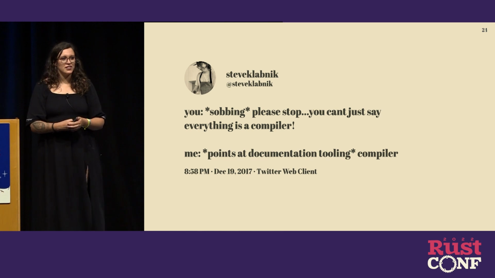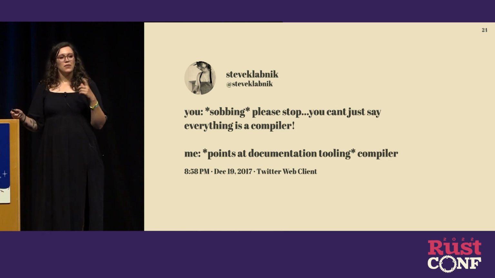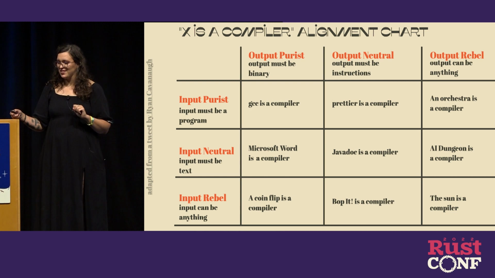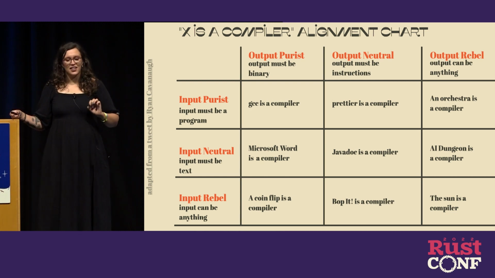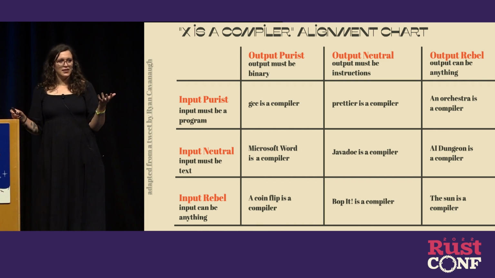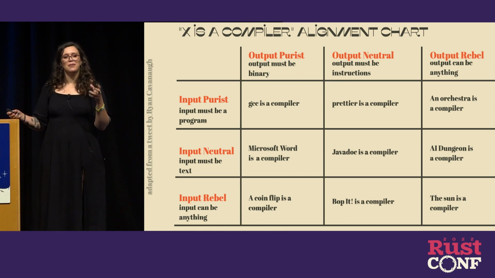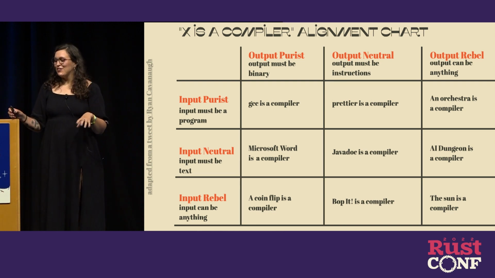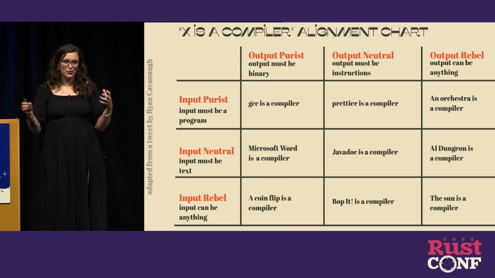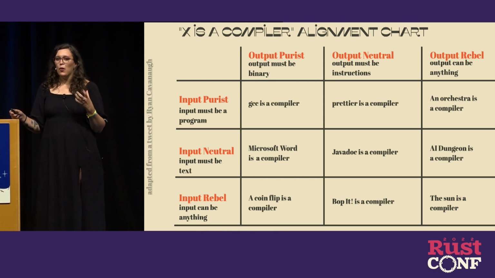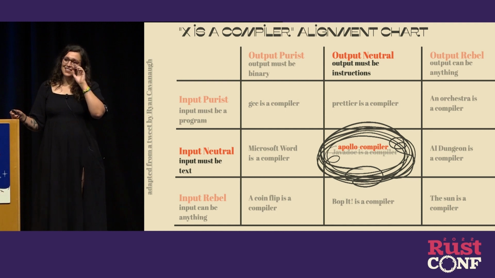And continuing on this Iryna does Twitter review, let's look at this other tweet that I've slightly adjusted for this presentation by Ryan Kavanagh. This is called X is a compiler alignment chart. And it outlines, and I think it is quite funny, but it also sets the stage to think about different inputs and outputs that we can have as a compiler. And while I would love Apollo compiler to be the rebel and be compared to the sun, we simply take in input as text and output instructions.